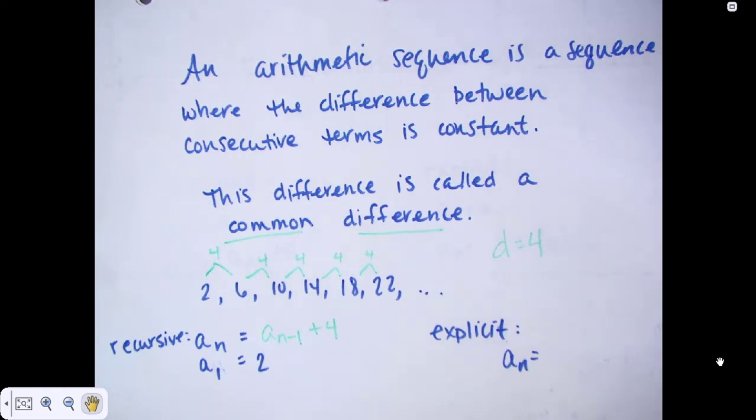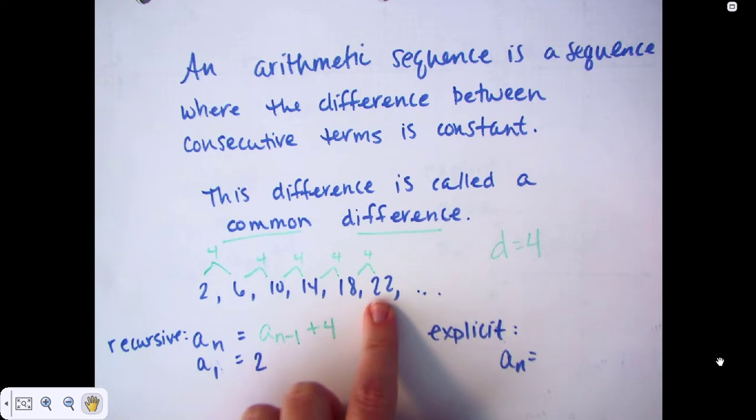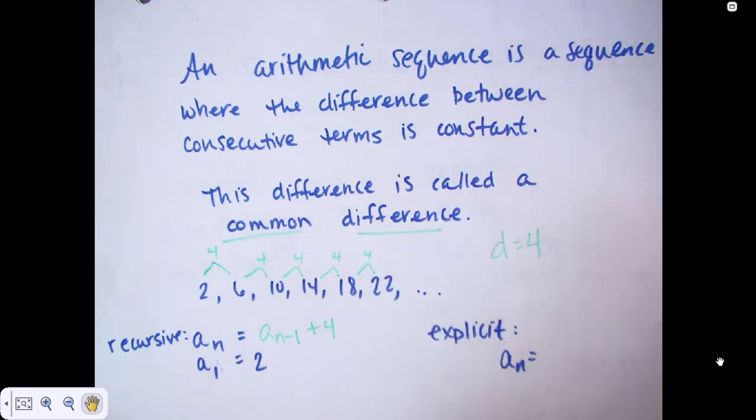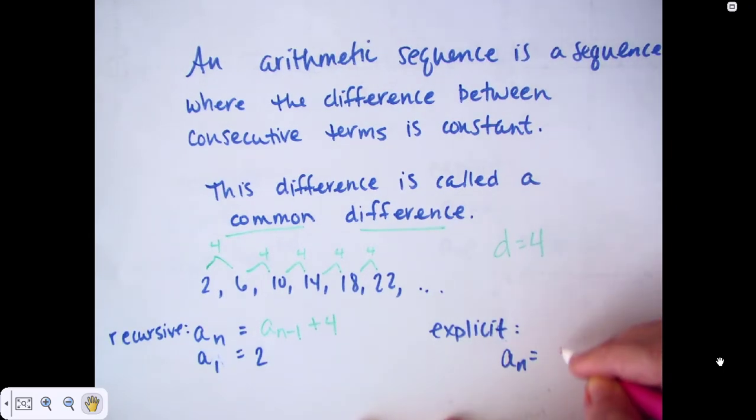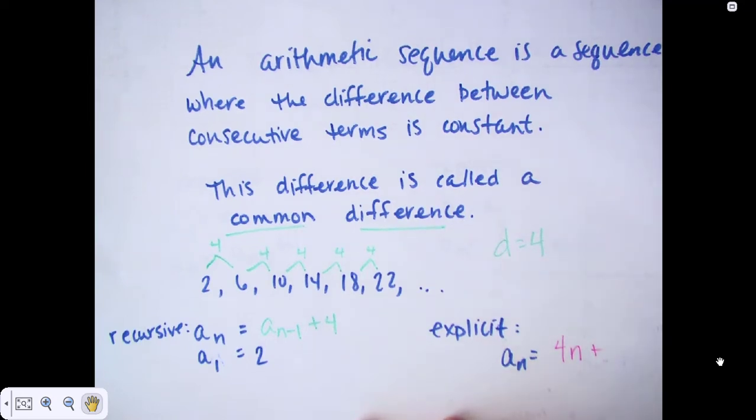But in the explicit version, that's the one where we have to be able to find any term based on the number, like the 5th term or the 8th term or the 22nd term, not with respect to the previous term. So for this one, we know that it's going to be 4 times n, and then we have to figure out what it's being added to it. So I'm just going to do a little bit of trial and error. Let's see. Well, I guess I could just do it pretty straightforward.